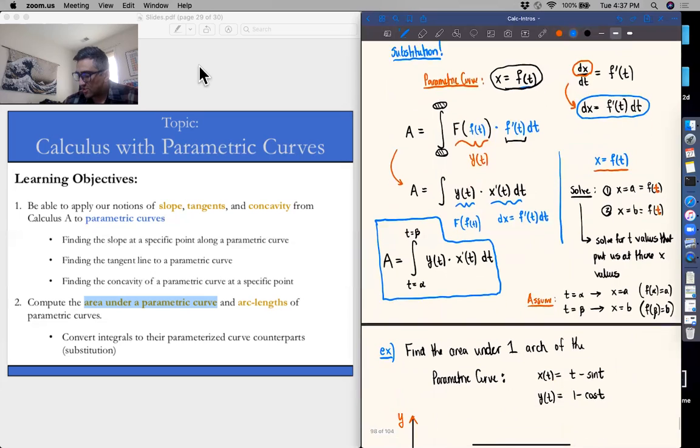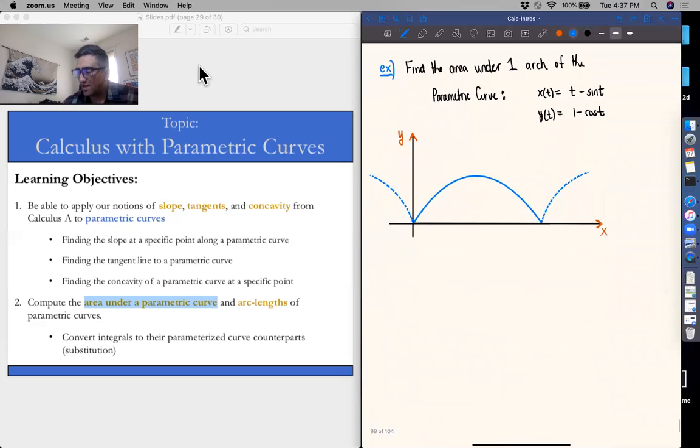So the example I want us to look at is to find the area under one arch of the following parametric curve, when x is equal to t minus sine t, and when y is equal to 1 minus cosine of t. So this is our parametric curve. And just so we're on the same page, we're interested in finding the area under one of these arches. The other thing I will just say, this parametric curve has a special name. This is called a cycloid.